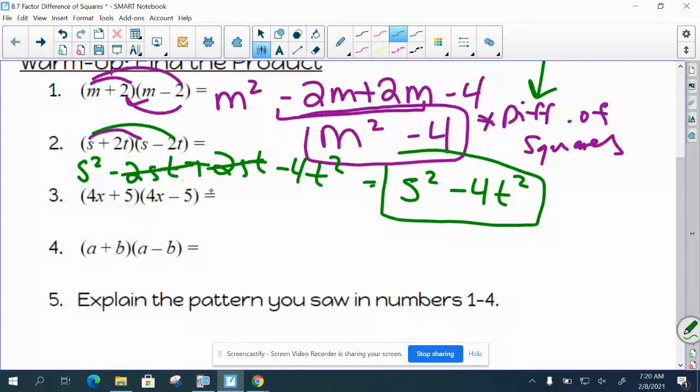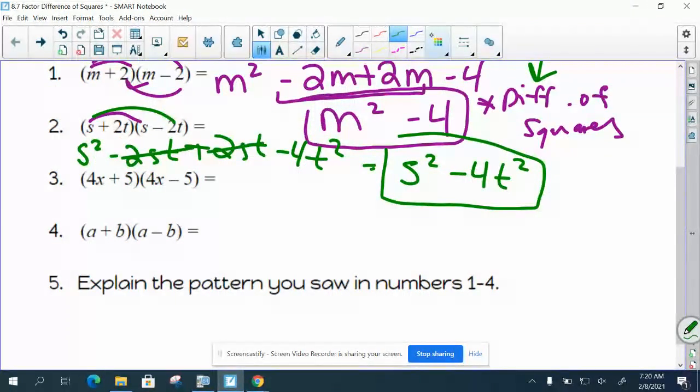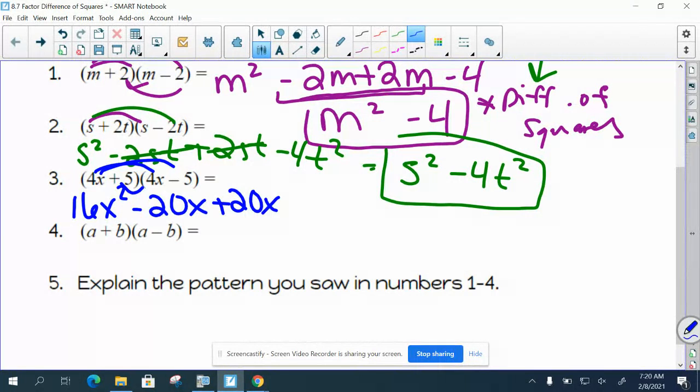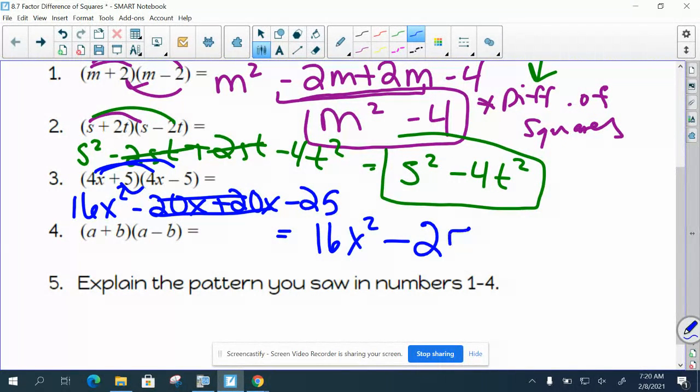For number 3, this would be 16x squared, and then minus 20x plus 20x, and then minus 25. If you recognize that the outer and inner terms are going to cancel, then you don't need to write them. If you know the pattern, then you can use the pattern. 16x squared minus 25 is a difference of squares, because 16x squared and 25 are both perfect squares.